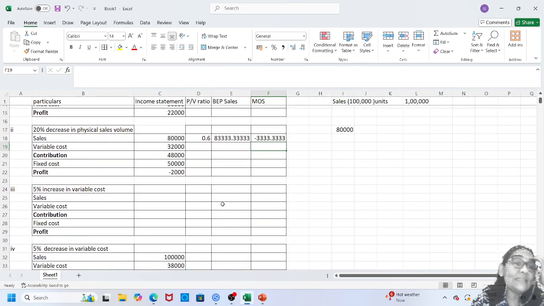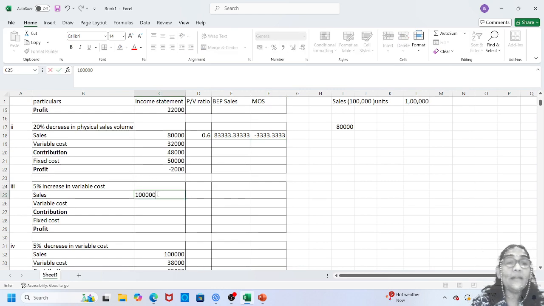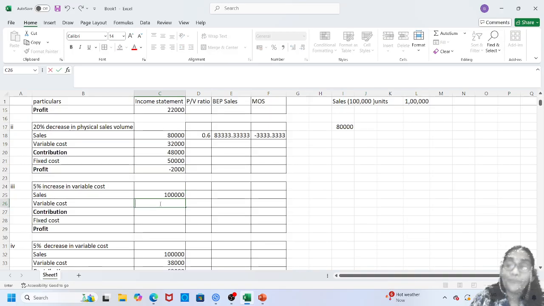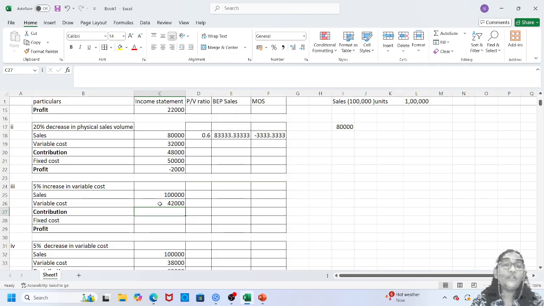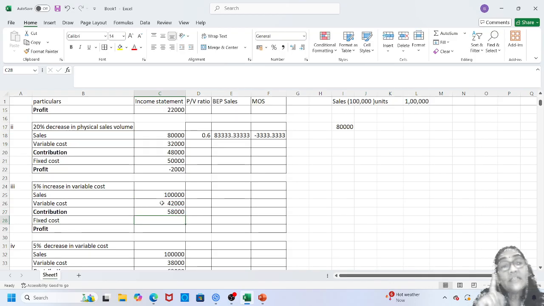Now in this case, there's a 5% increase in the variable cost. Now sales are the same, that is 1 lakh. But your variable cost has increased by 5%. So 40,000 plus 5%. So that is 42,000. So contribution is going to be 1 lakh minus variable cost. Now here, since the variable cost has changed, you will see that the PV ratio will also change.